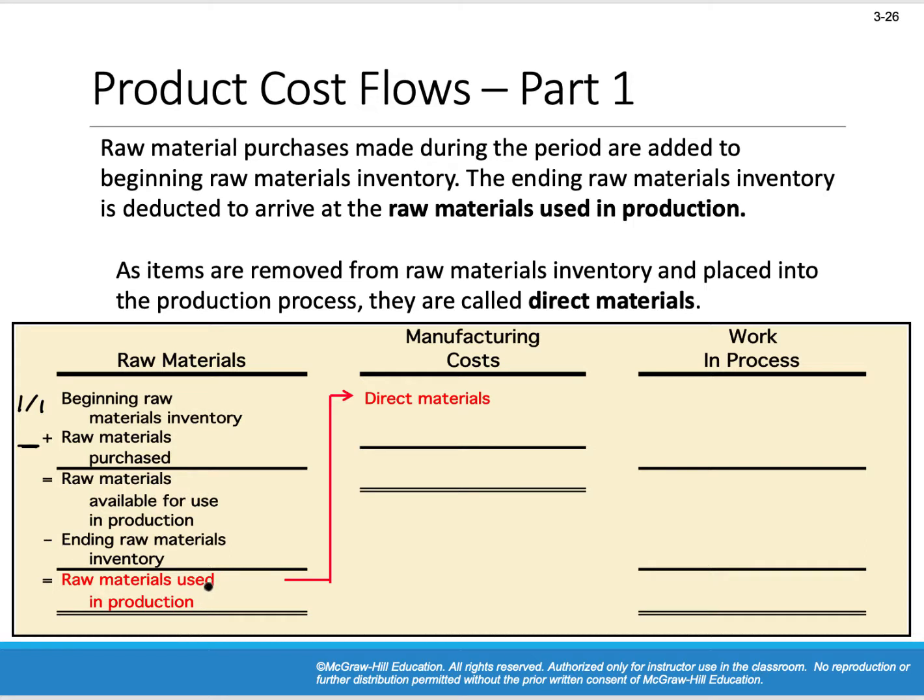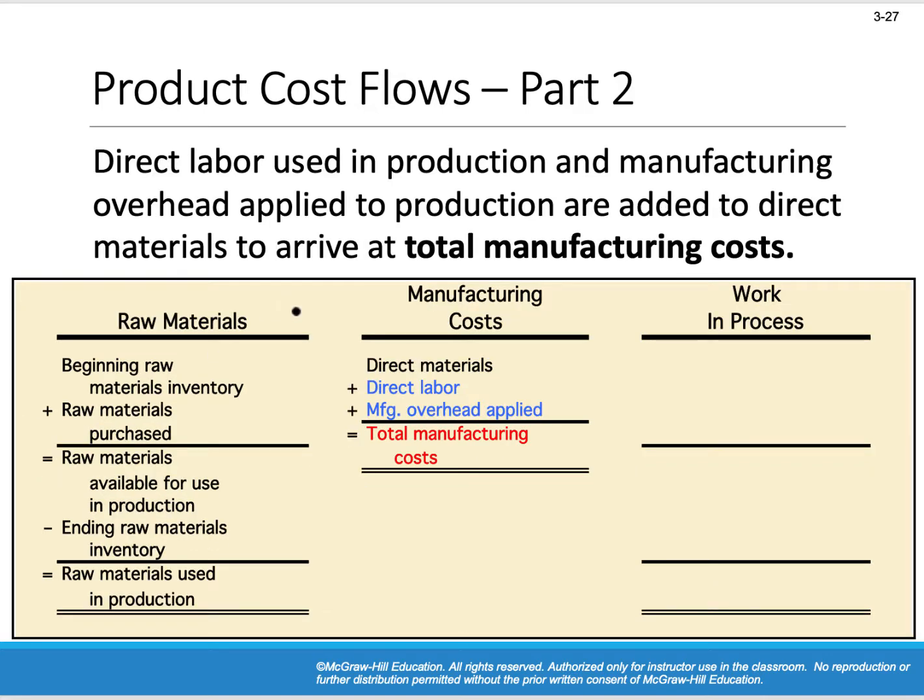That's how we get our raw materials. That flows to the cost of goods manufactured. Okay? In the cost of goods manufactured account, we already have the direct materials that were used, but we know, and hopefully we remember, that direct labor and manufacturing overhead that we apply is part of our manufacturing costs. So we started off with raw materials and we're trying to calculate our manufacturing costs.